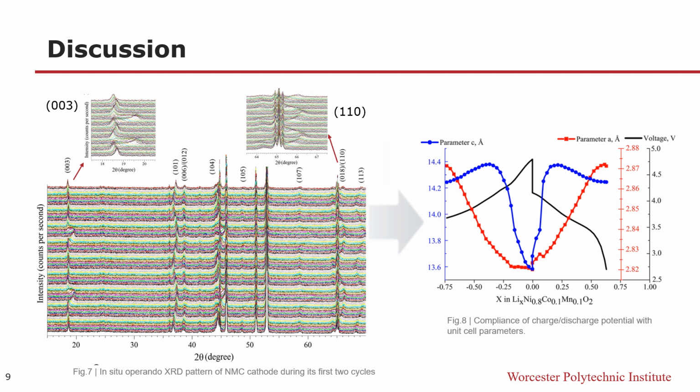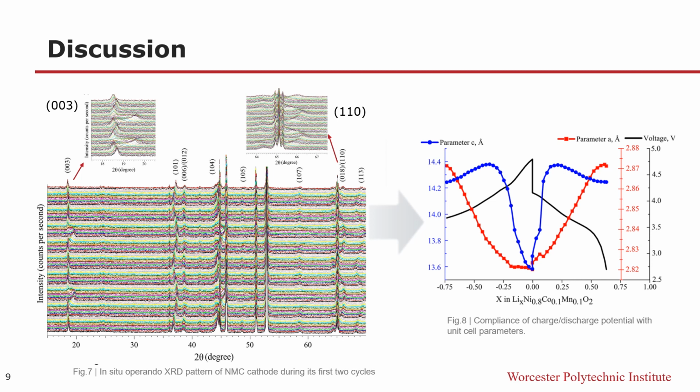Parameter A, in contrast, continuously decreases since peak 110 constantly shifts to the right. Considering the corresponding voltage and electrochemical behaviors, we can explain why A and C change like this. At the first stage of the charge, lithium ions de-intercalate from the structure of the cathode material, so the electrostatic repulsion forces between the oxygen layers increase, thus parameter C increases. Thus the charge compensation proceeds with the oxidation of the transition metals.